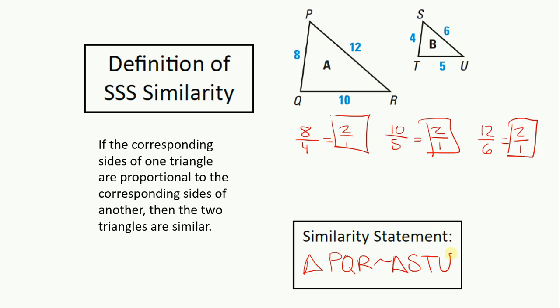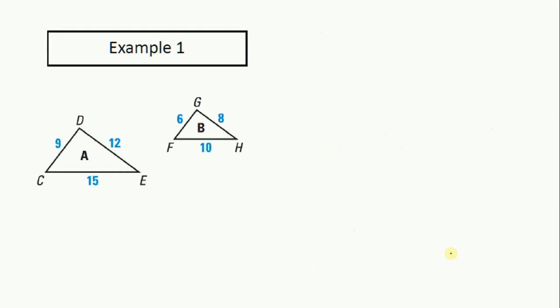So let's try a couple of examples here. So all we have to do is check sides over sides, make sure they all simplify down to the same thing. So it looks like these, I do not have to organize them any differently. So I got 6 over 9.